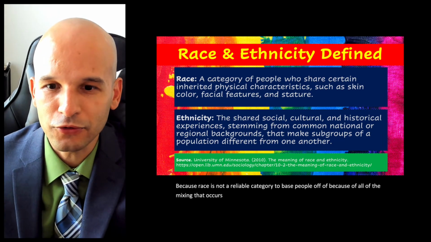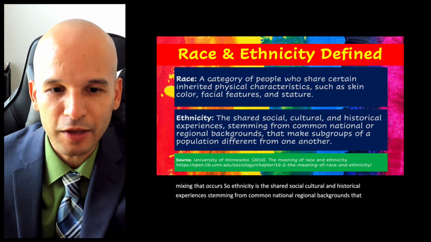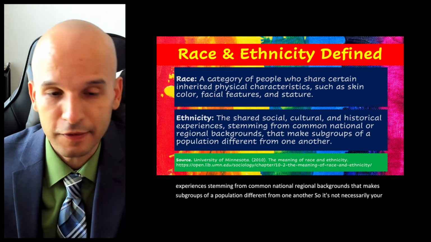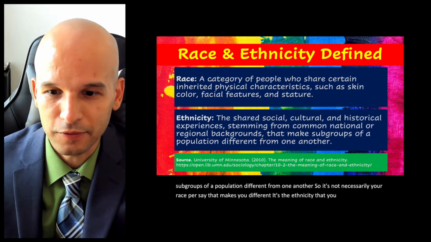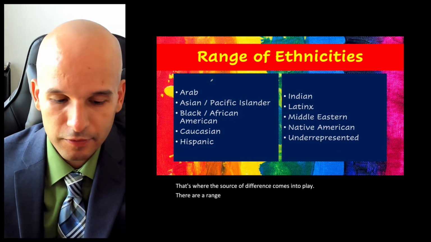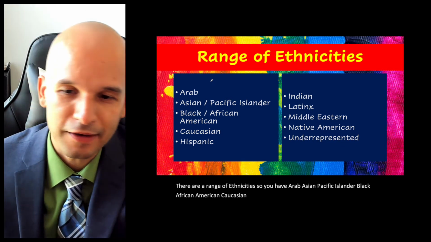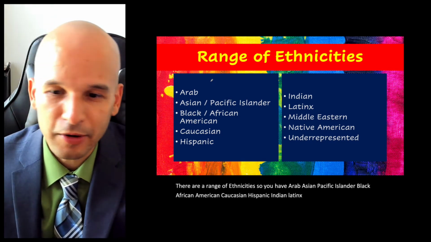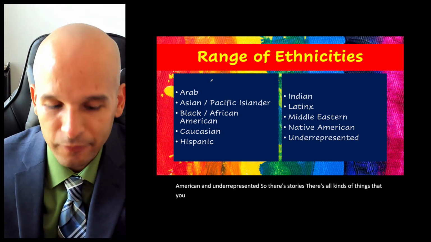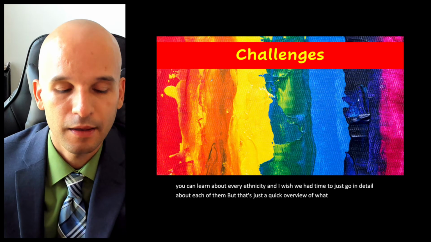So ethnicity is the shared social, cultural, and historical experiences stemming from common national and regional backgrounds that make subgroups of a population different from one another. So it's not necessarily your race per se that makes you different, it's the ethnicity that you identify with. That's where the source of difference comes into play. Now, there are a range of ethnicities. So you have Arab, Asian Pacific Islander, Black African American, Caucasian, Hispanic, Indian, Latinx, Middle Eastern, Native American, and underrepresented. There are stories, there are all kinds of things that you can learn about every ethnicity, and I wish we had time to go into detail about each of them, but that's just a quick overview of what some of them are. Now, here are the challenges.